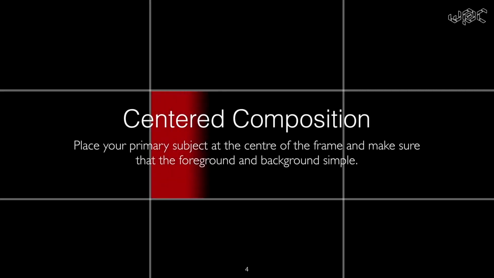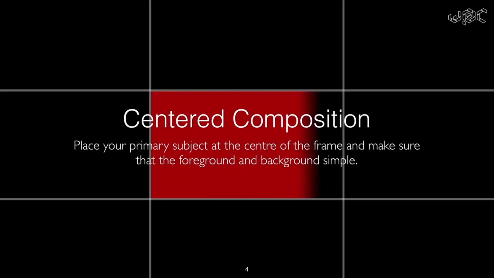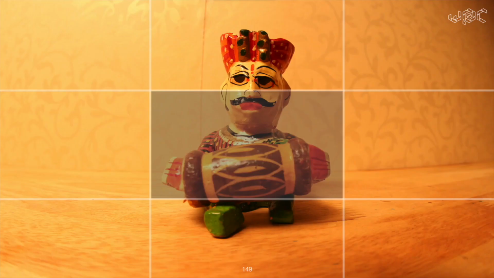The next composition technique is centered composition. For this, place your primary subject at the center of the frame and make sure that the foreground and background are not cluttered. This is a little opposite of the rule of thirds, but also very important in various situations. This is very helpful when you're using a very wide-angle lens to capture portraits. Placing them in the center creates an effect of the portrait standing out of the image.